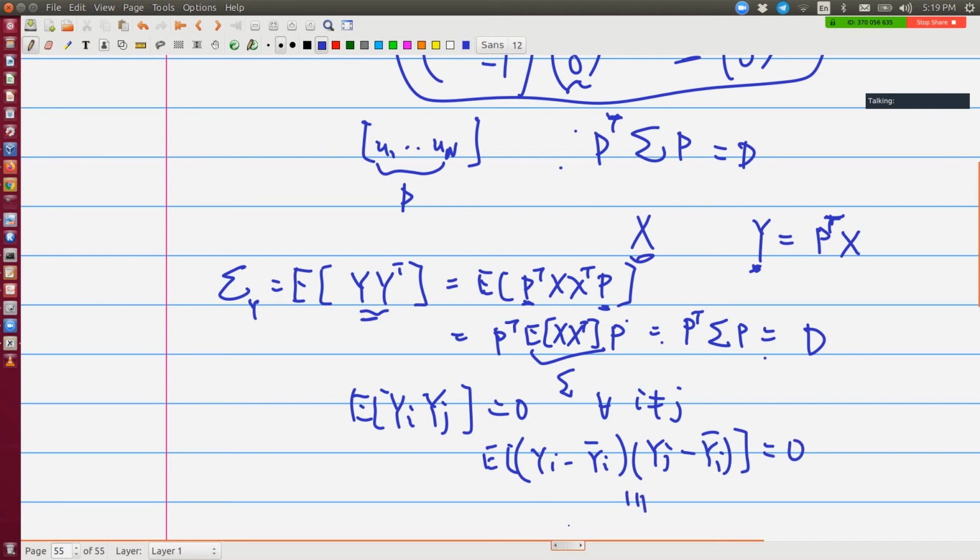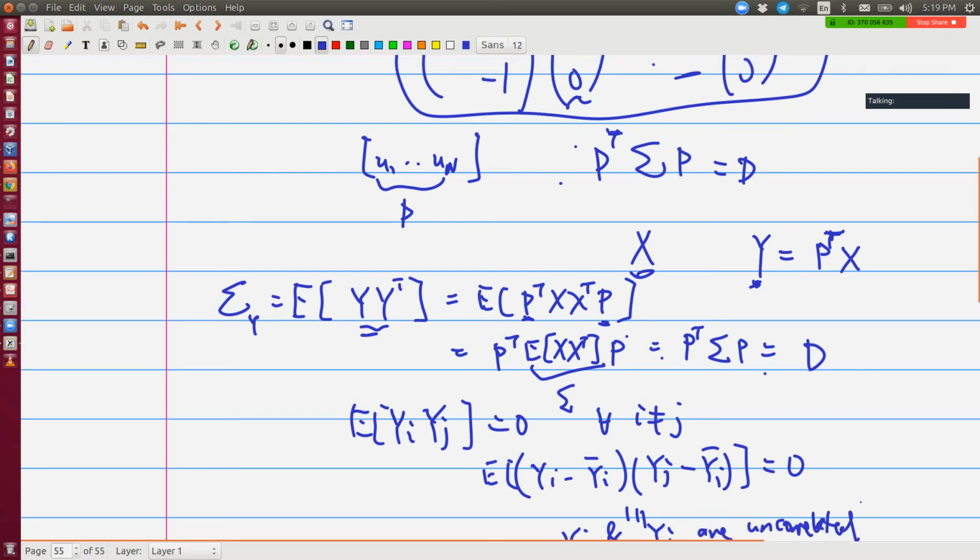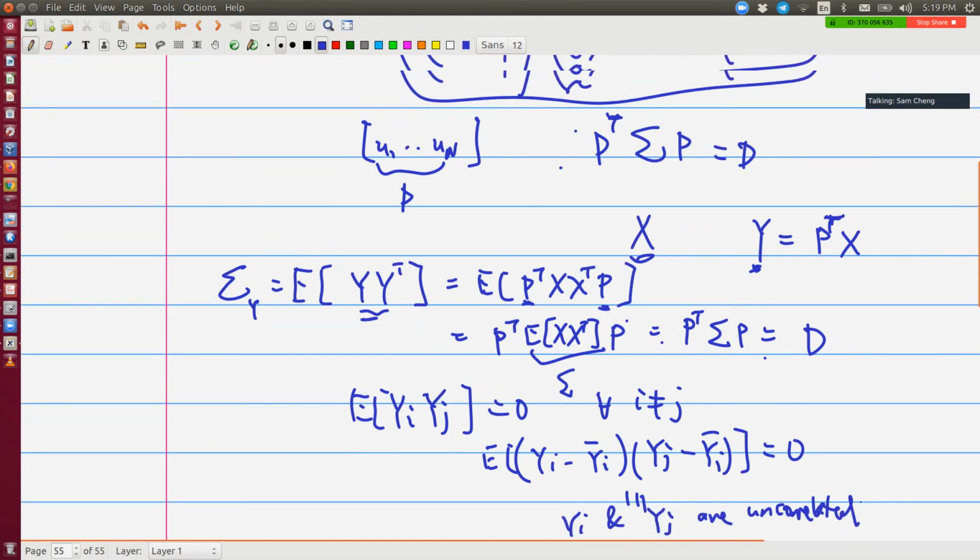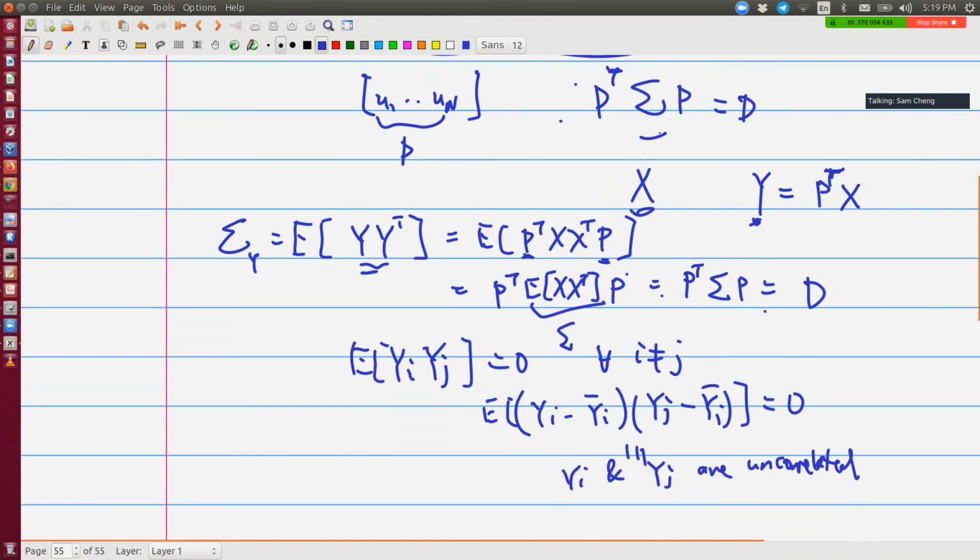This is equivalent to saying that yi and yj are uncorrelated, right? So you see that if we can diagonalize the covariance matrix, we can use the eigenvector matrix to generate a new set of random variables. Or no, I should say a new random variable vector, that will be uncorrelated.